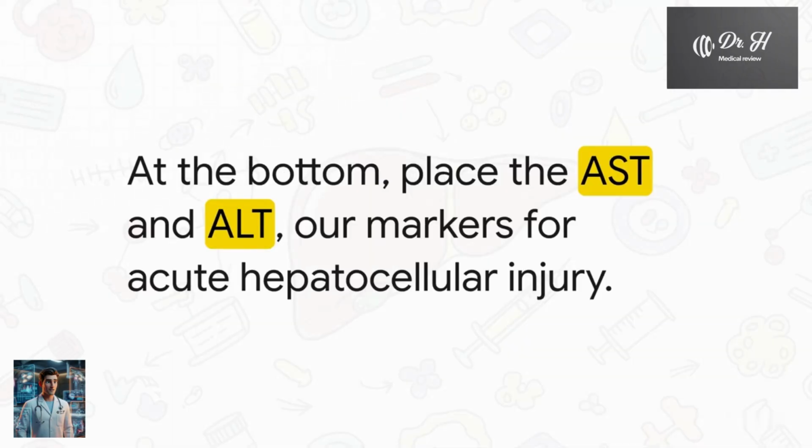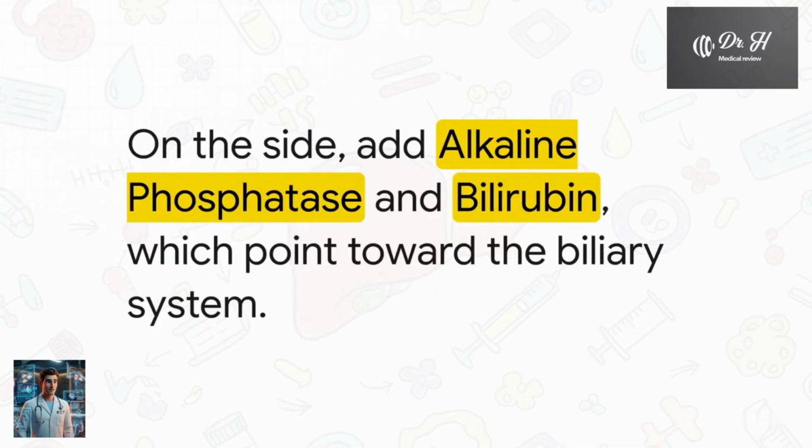Then, way down at the bottom, we put AST and ALT. These are our right-now markers. They scream when there's acute damage to the liver cells themselves. And rounding it out, on the side we have alkaline phosphatase and bilirubin. These guys point us toward the plumbing of the liver, the biliary system.